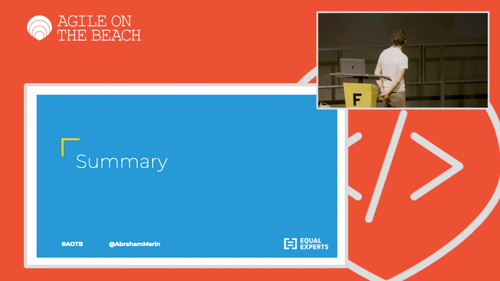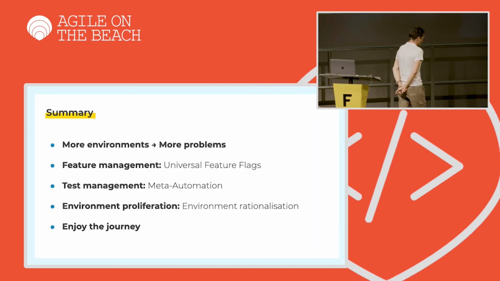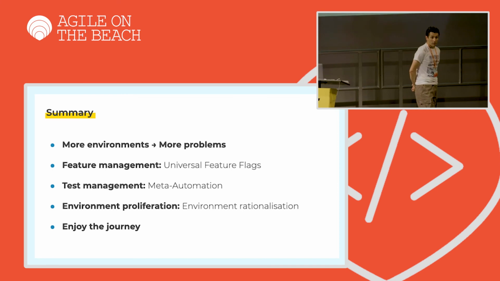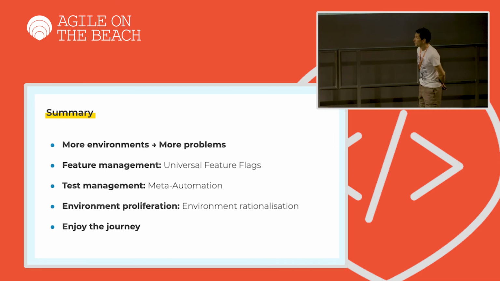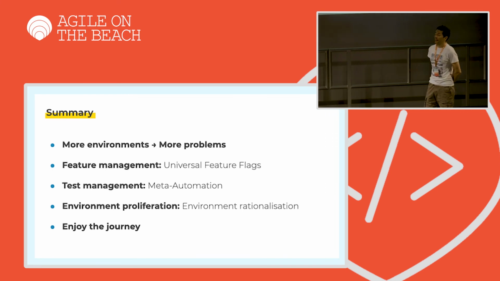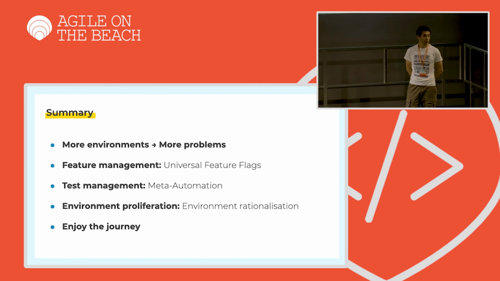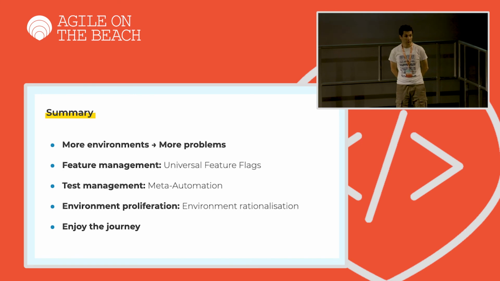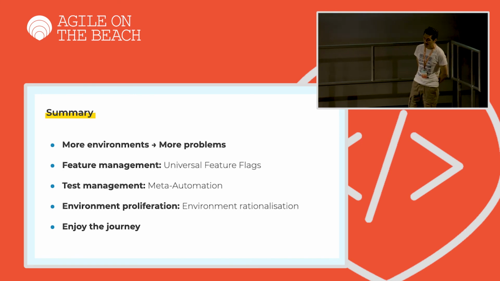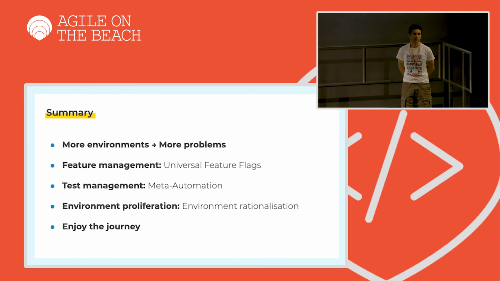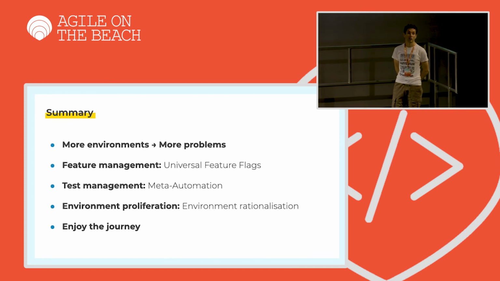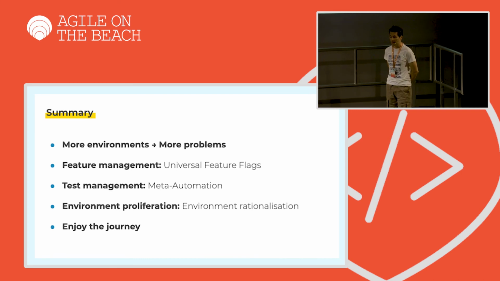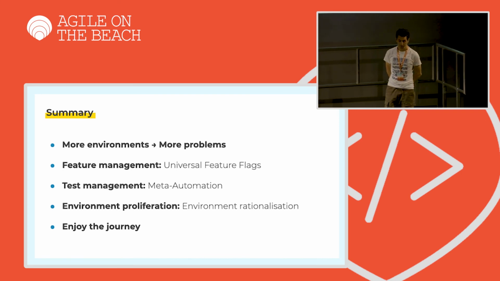To summarize, first of all, more environments means more problems. Some of these problems are managing all the different features in all the different environments, which you can address by having universal feature flags. The second problem is very similar to the first one, which is the problem of managing your automated tests, which you can mitigate by having meta automation.